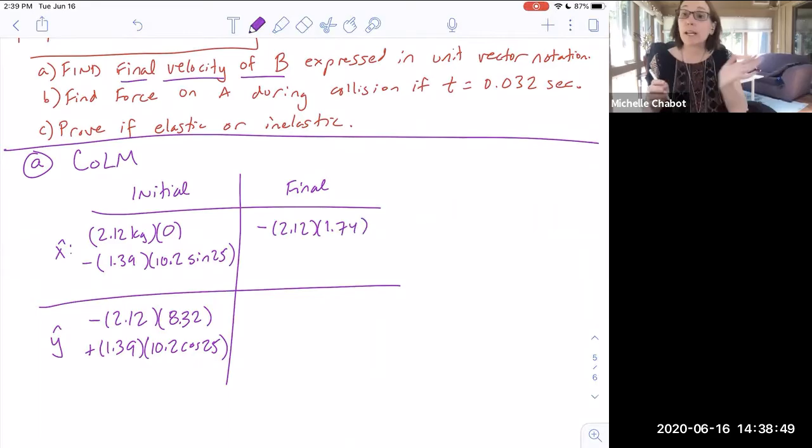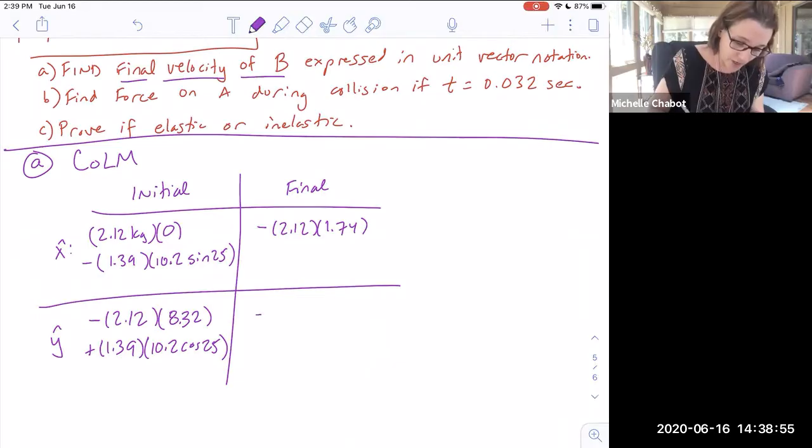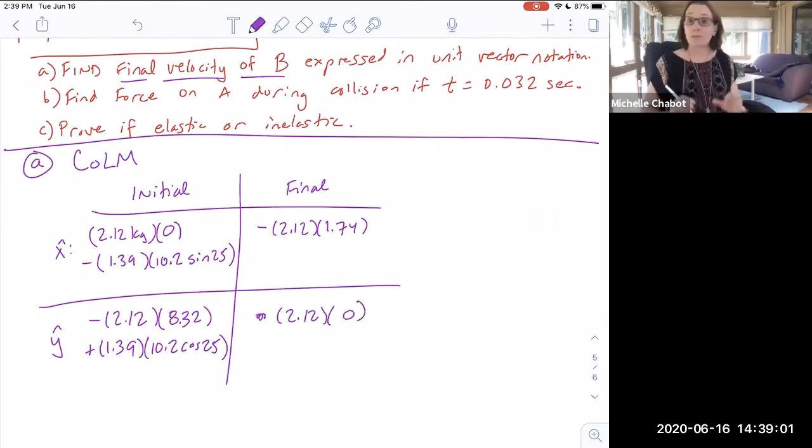And again, I put it as negative. Now, because it's headed in the negative x, there's no y component. So the y direction would just be 0. So this would be here simply 2.12 times 0, because there's no y velocity of A at the end.